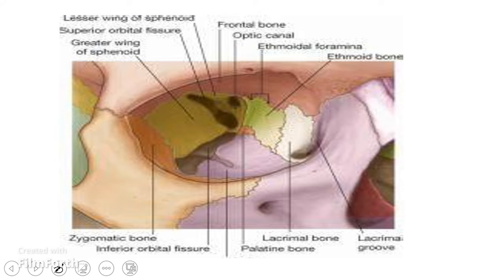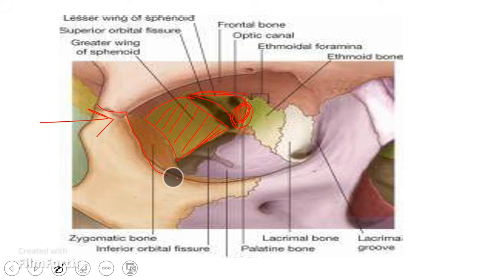So now again we will use this diagram. This smaller one, we knew what was this? This was the lesser wing of sphenoid, and the lesser wing was actually forming the part of the medial wall and part of the roof. Now again, this bigger yellow structure over here is the greater wing of the sphenoid, and this greater wing of the sphenoid is going to form the lateral wall of the orbit.